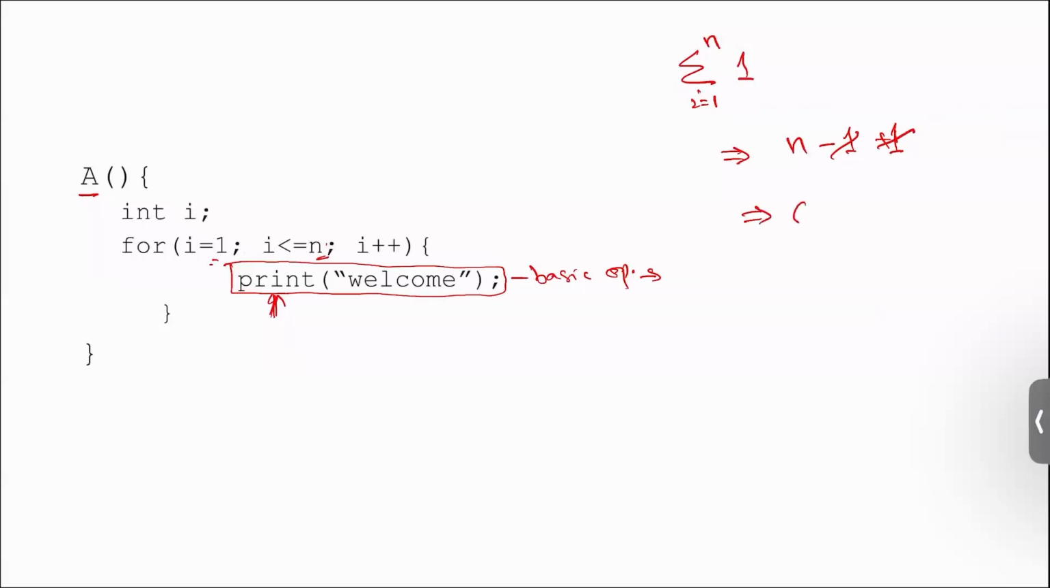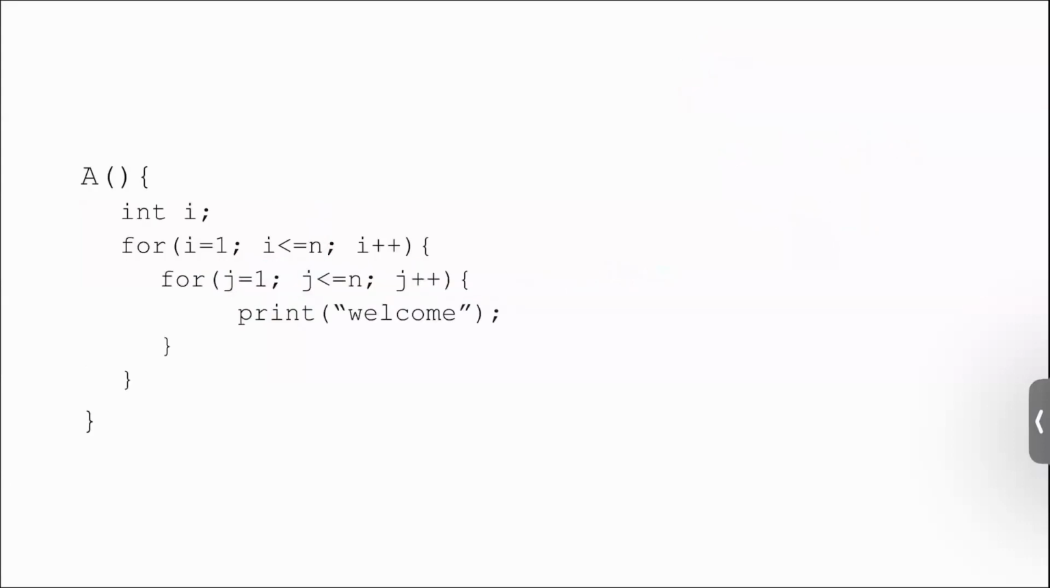I can simply say that this belongs to O of n. This is a linear class. This algorithm performs linearly. So it depends entirely on the n. Whatever is the size of the n, the loop has to run that many times. So this is O of n. Okay, let's take one more example.